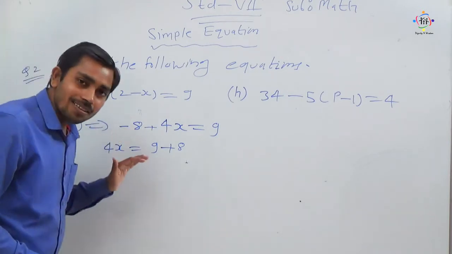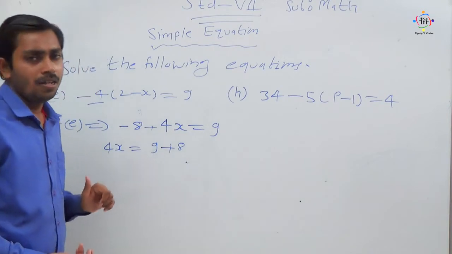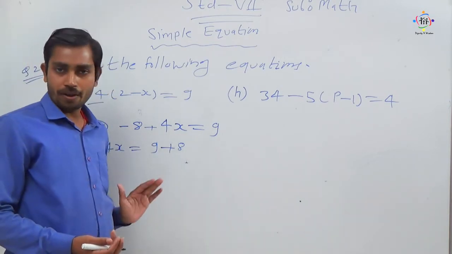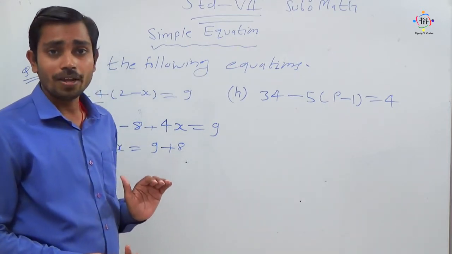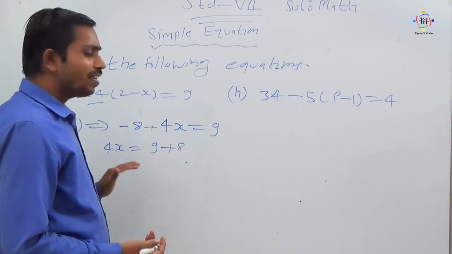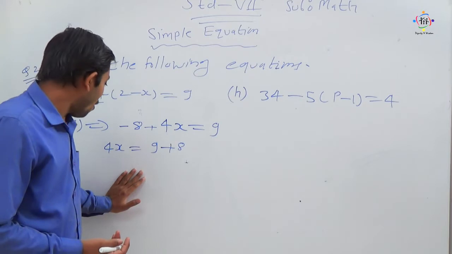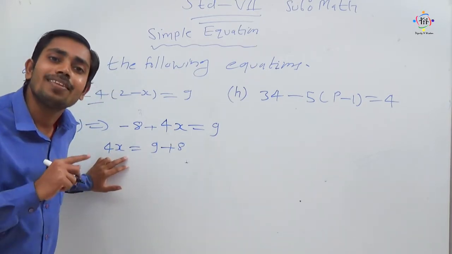So what is our main concept? We have to segregate the variable on one side and the constant on the other side. I discussed in the earlier lecture what is meant by variable, so I think you are well versed in it, and there is no need to explain again. Now after this, here 4 is multiplied with x.